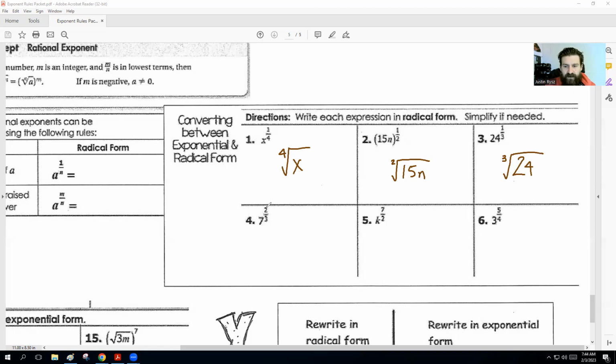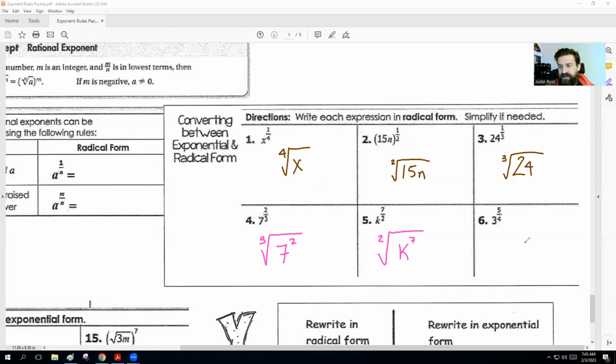Now, if we have a more complicated fraction, like 7 to the 2/3 power, we're still going to use the denominator as our index. Our base stays the same. The numerator, we're just going to put as the power inside of the radical. If we got k to the 7/2, we can say that is the square root of k, the base, to the 7th power. Now we could break some of this out of jail, but let's just get used to this format. All right, 3 to the 5/4 power.